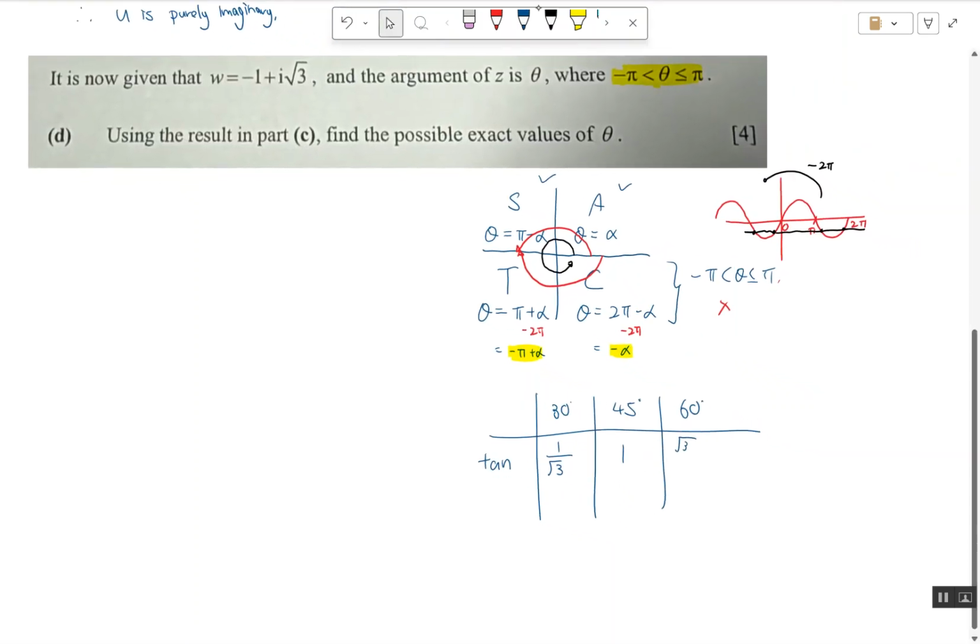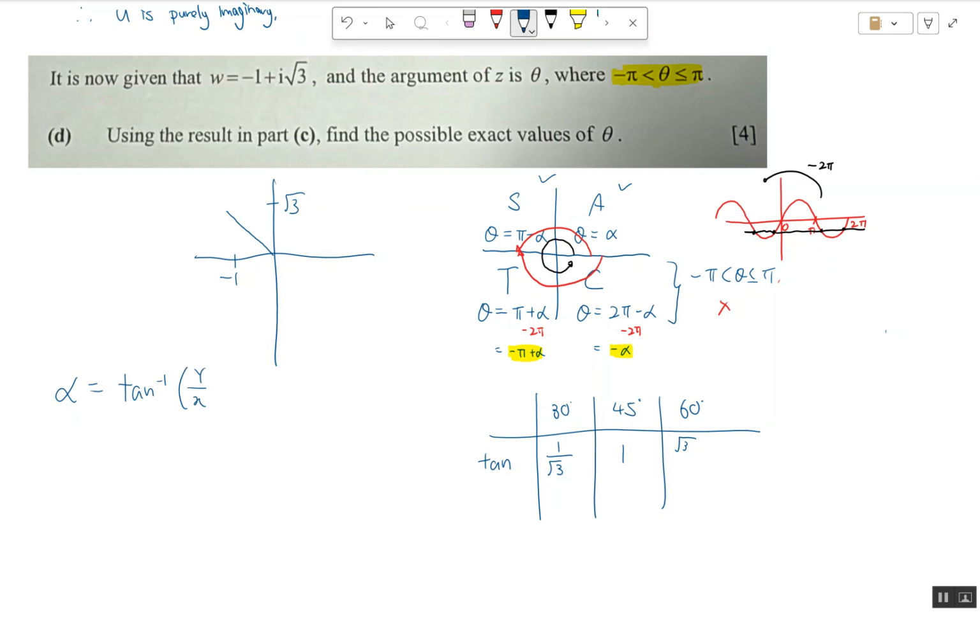So this question says W is equal to negative 1 plus i root 3. In the Argand diagram, x is negative 1, that will be here. Root 3, that would actually be here. Then we are getting something in the second quadrant. So let's always make it a habit to use the basic angle, which is tangent inverse of y over x. I'm just going to use tangent inverse root 3 over 1.